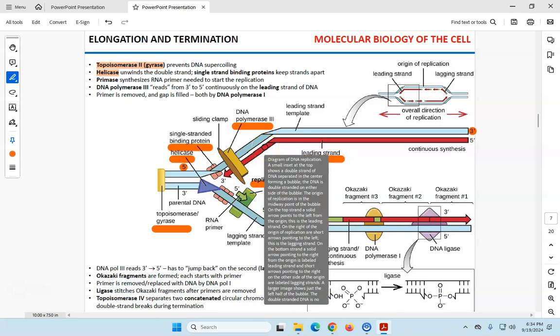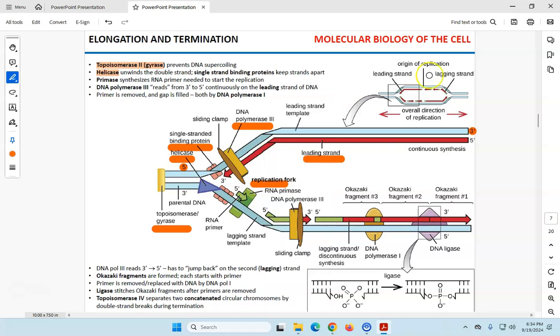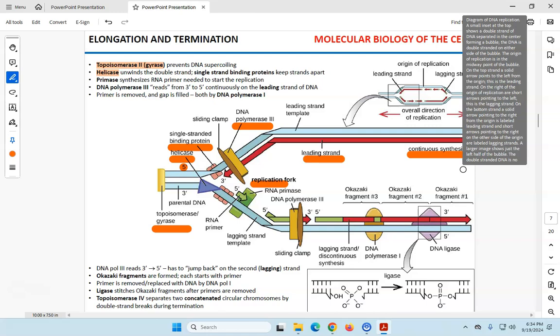Are you aware of any obstacles on its way based on the image? I don't think so. It just goes, right? It just goes. So this is the leading strand because the synthesis is continuous, because DNA polymerase 3 is moving in the same direction as the replication fork.